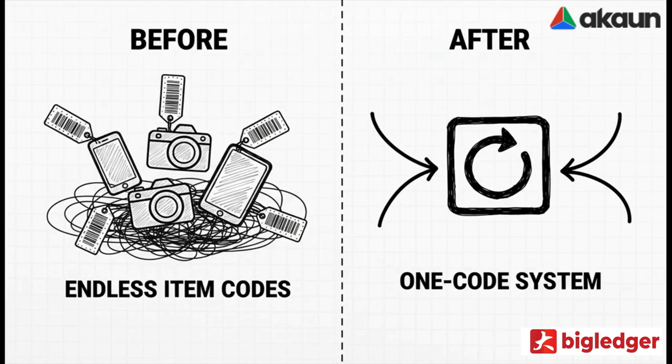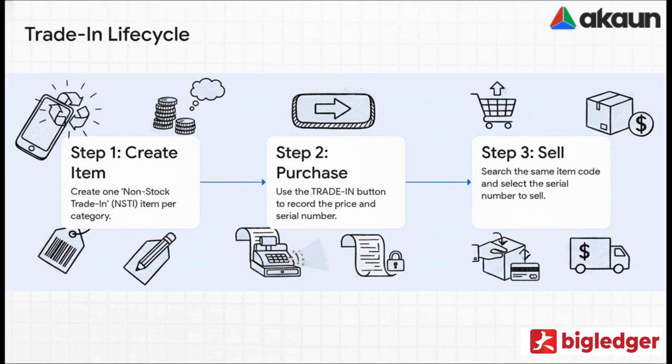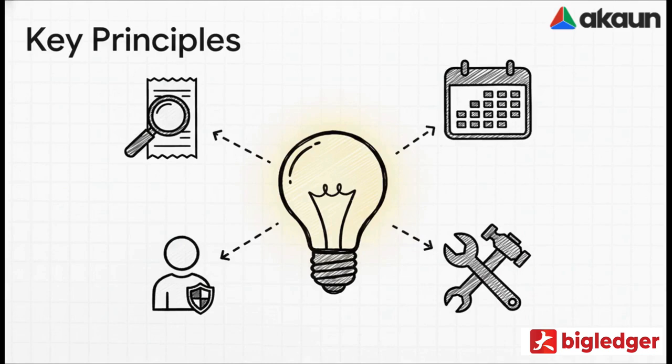Boom! And finally, let's simplify trade-ins. You don't need endless item codes for every single one. Just create one trade-in item, record the purchase, and then sell from there. It's so much cleaner. So if there's one thing to remember, it's this. Always start with the original transaction.